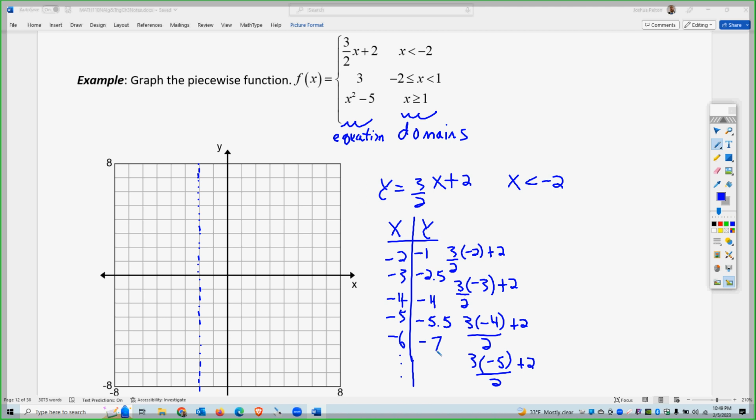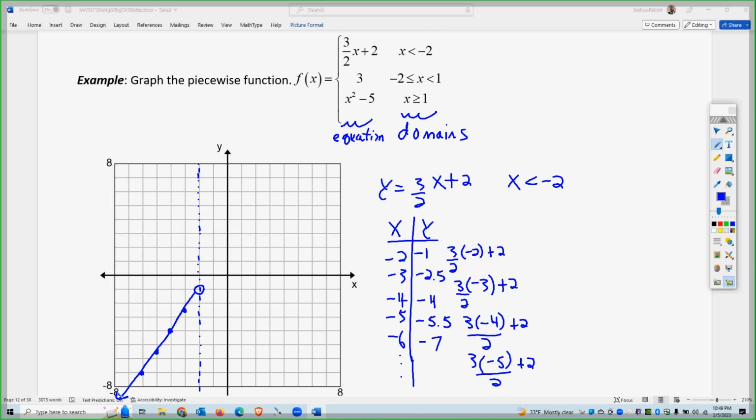All right, and I'm going to put an open circle. Let's talk about that in a second. So at -3, I'm at -2.5. At -4, I'm at -4. 1, 2, 3, 4. At -5, I'm at -5.5. At -6, I'm at -7. Okay, so we basically have a line that goes like this, which makes sense. It is a linear function.